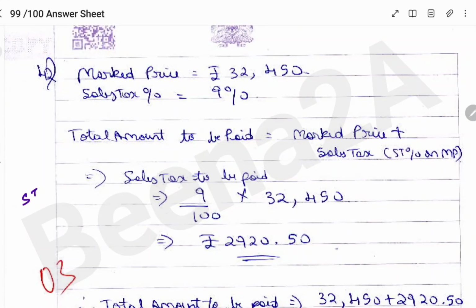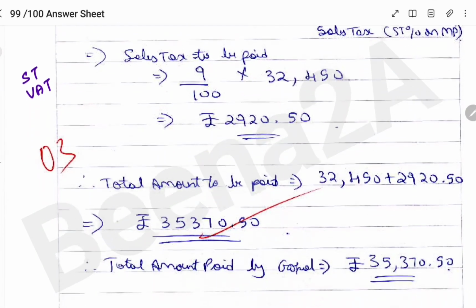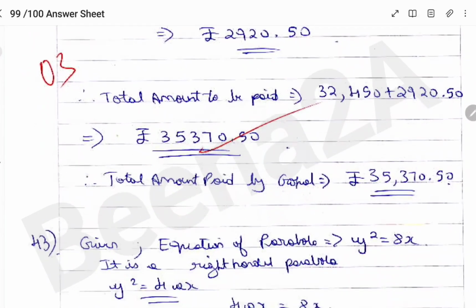This is a sales tax and value added tax problem. Look at this formula here. Whatever values are given in the question are put here. Sales tax percent, marked price, formula, right? And then he has substituted, he has underlined the answer. And he has put the conclusion here.